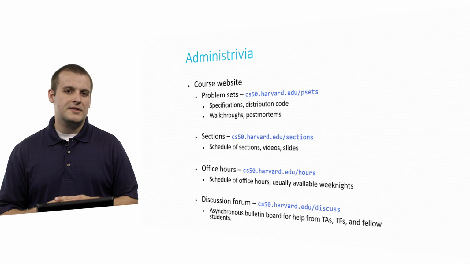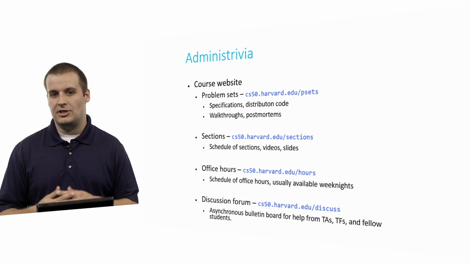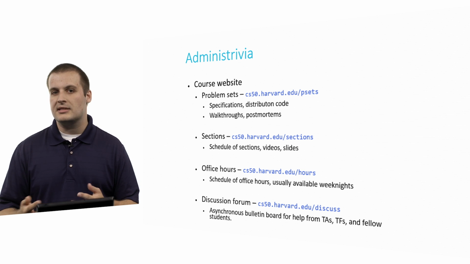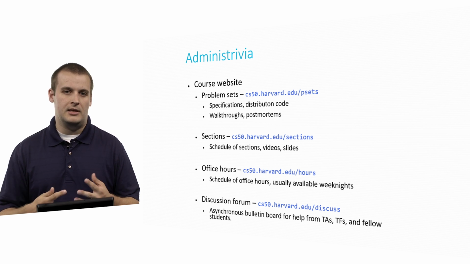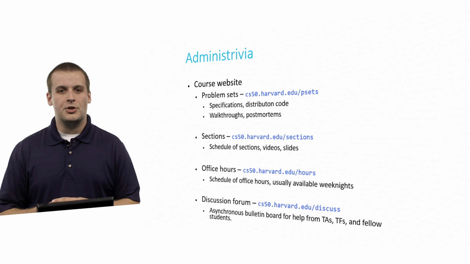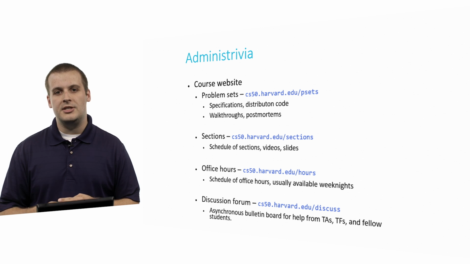Of course, you can also always find materials about sections like these videos here on cs50.harvard.edu/sections. You also find a schedule of sections if you're on campus, as well as videos and slides that are shared during the sections. A list of office hours are available on the course website if you're on the Cambridge campus or on the Yale campus, or you're really anywhere. You can find a list of our office hours, which are usually available weeknights. And for help from your peers or with your peers, you can go to cs50.harvard.edu/discuss.